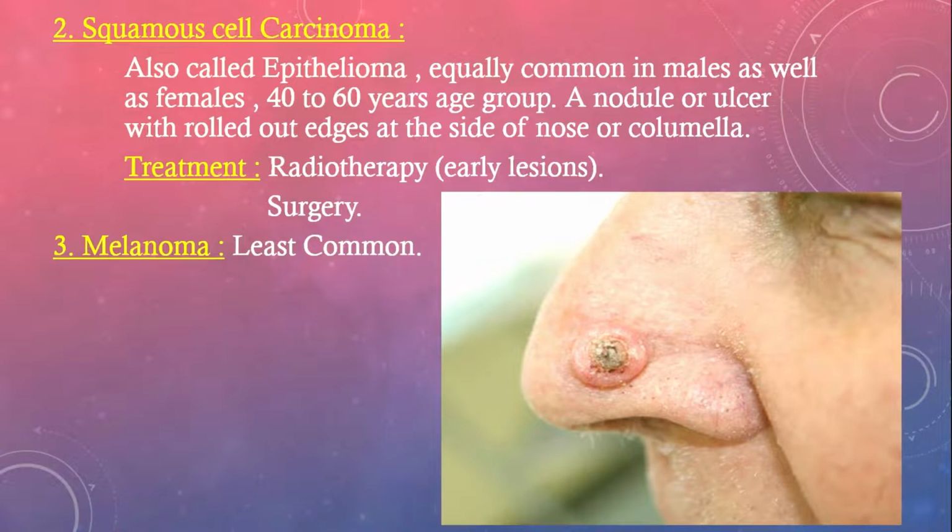That is also called an epithelioma, equally common in males as well as females, whereas the age group is about 40 to 60 years of age, and it's also in the form of a nodular ulcer with rolled out edges at the side of the nose, or columella.